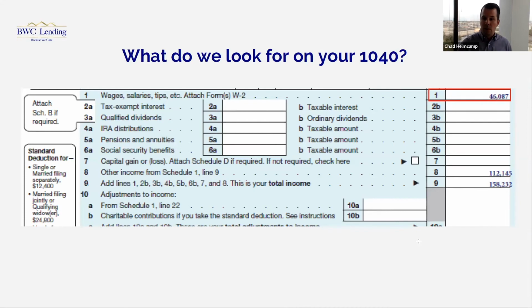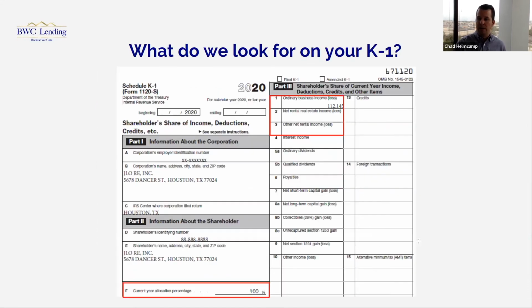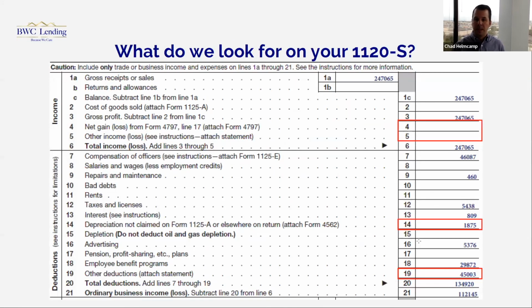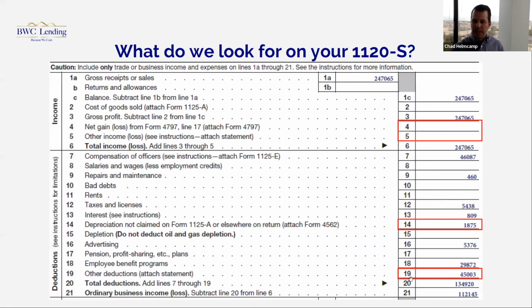What do we look at on the 1040? As I mentioned before, the wages, $46,000 there. Then we look in the Schedule E, where we're looking for the $112,145, which is fed over from the K1. On this page, we're looking at net gain or other income that may be listed. We're looking for the depreciation highlighted. And then down here at the bottom, other deductions of $45,000. So we've got to dig a little deeper into the other deductions.